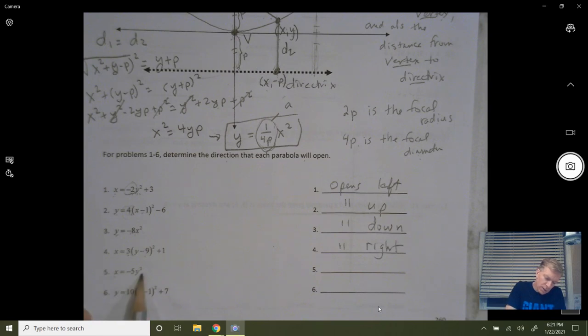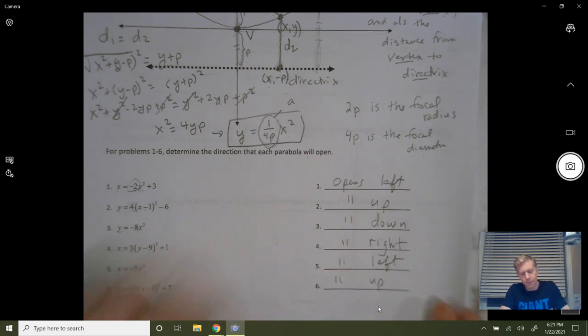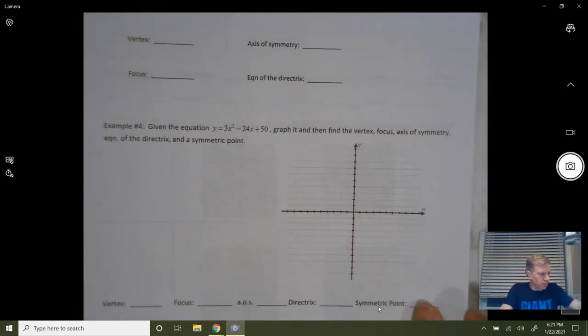X equals y squared opens right or left. Your a value is negative, so it opens left. Y equals x squared opens up or down. Your a value is positive, so it opens up. Okay, let's go to the next page. We're going to do a couple more pages here.